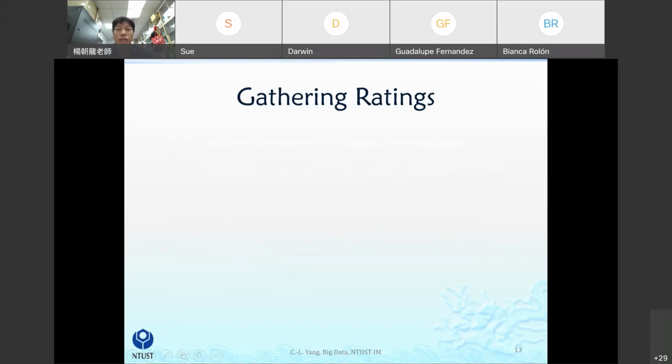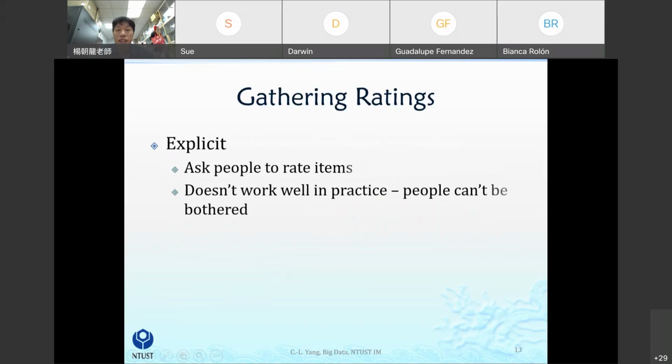So that's the first part, how we get the ratings. There are two ways to get a rating. One way is called explicit. Basically, you simply ask people to rate it, right? For example, when you watch a movie online, Netflix will usually ask you to rate it. Do you like it? If you like it, from 0 to 5, give a rating. But seriously, these things don't really work very well in practice.